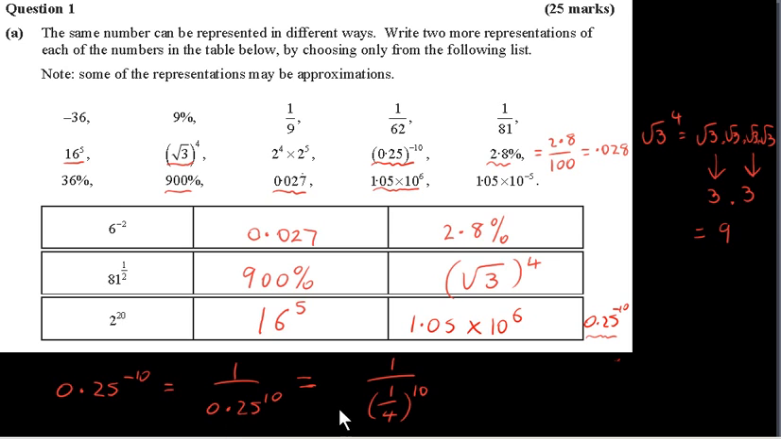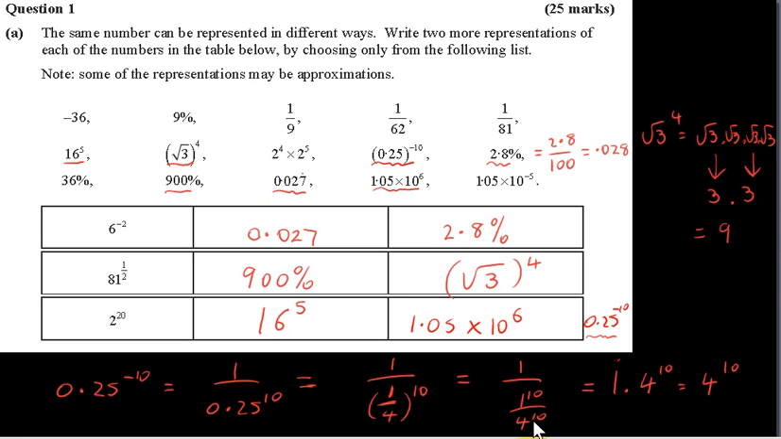Let's write 0.25 as a fraction. 0.25 is a quarter. So we have 1 divided by a quarter to the power of 10. We can write this as 1 over 1 to the power of 10 divided by 4 to the power of 10. If we take a fraction and raise it to a power, we can raise the numerator to that power and the denominator to that power.